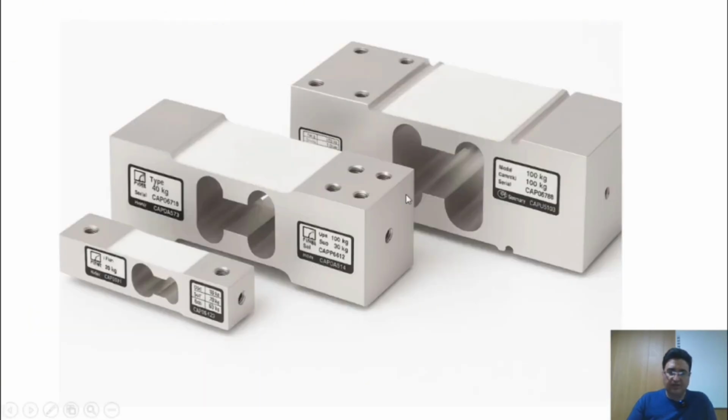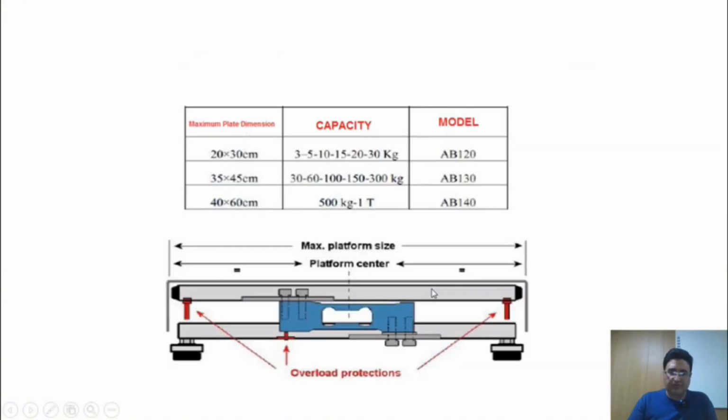So here we have the load cells. A220, A230, and A240 are the specific models. To install these load cells, we need a plate. That is, there is a plate that sits on top of the load cell, and another plate is placed under the load cell, whose dimensions differ depending on the type of load cell. For the A220 load cells, the plate that we recommend for you is between 20 by 30 centimeters. For the A230 load cells, it's 35 by 45 centimeters. And for the A240 load cells, it's 40 by 60 centimeters. That's how it is.